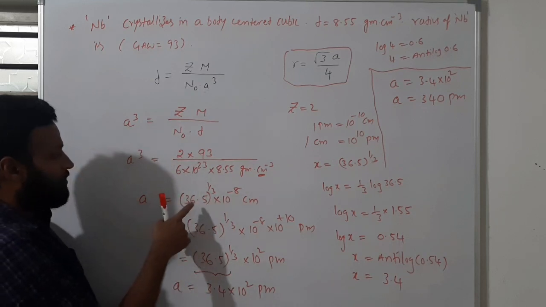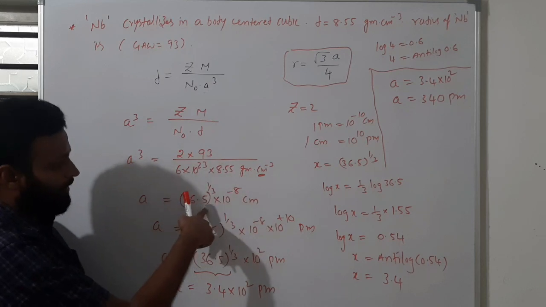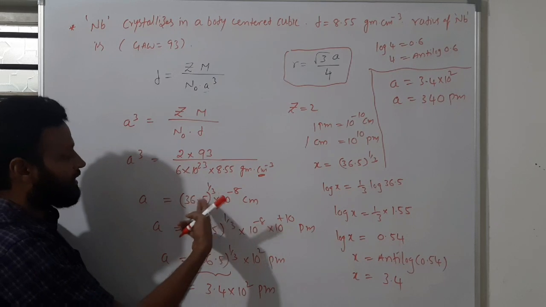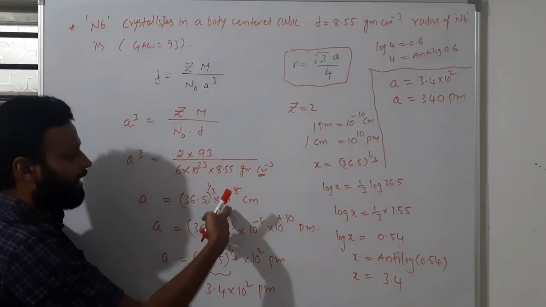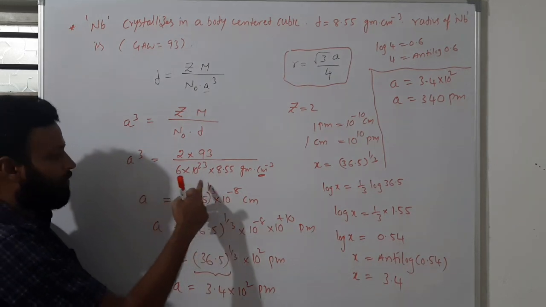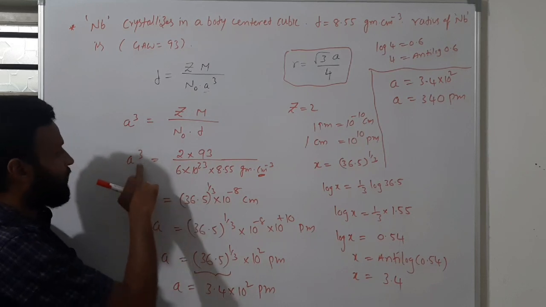So A is equal to 36.5 whole power 1. If you simplify, you will get 3.65 something. So that was converted into 36.5 into 10 power minus 24 actually. If you want, I will write one more step: 36.5 into 10 power minus 24. Okay, so A cube is that.